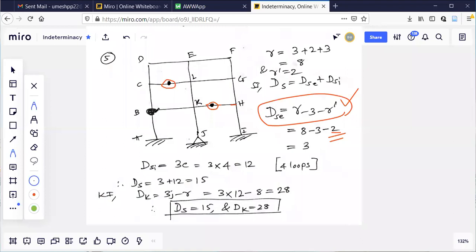2. At 2. It is 2, okay? Let me check it. R dash is 2, you are telling. R dash is 2, let us see.